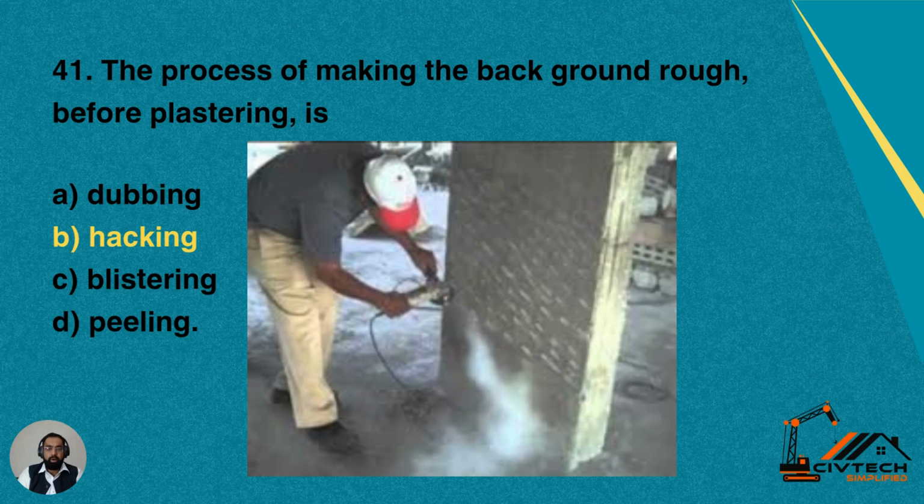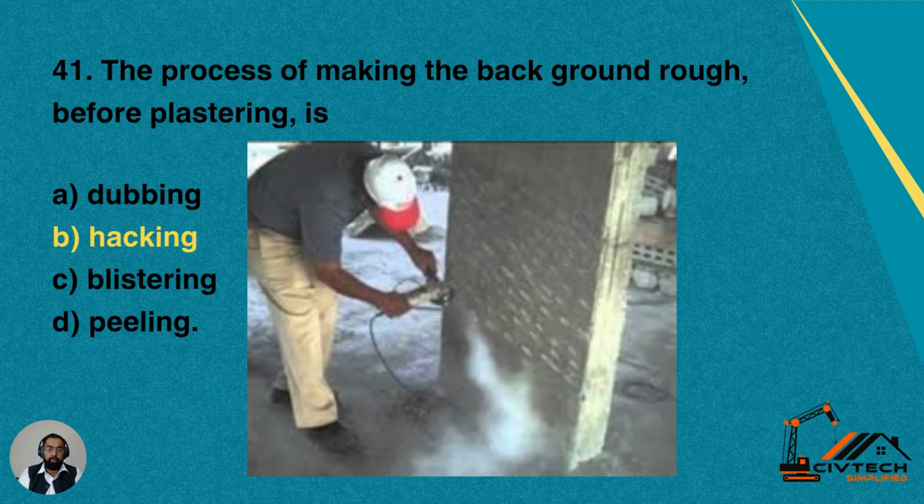Question number 41. The process of making the background rough before plastering. Normally, you must have seen in your houses or on your construction sites that the masons do a rough work on the wall before applying the plastering or before applying the mortar. So that roughing of the wall has an engineering terminology, or nomenclature, or name.